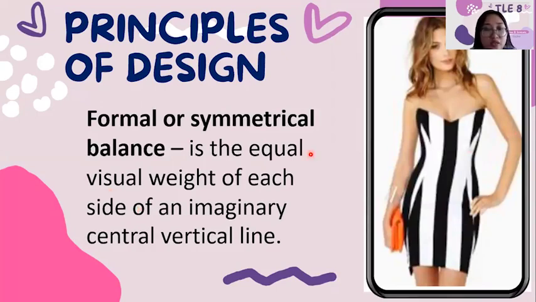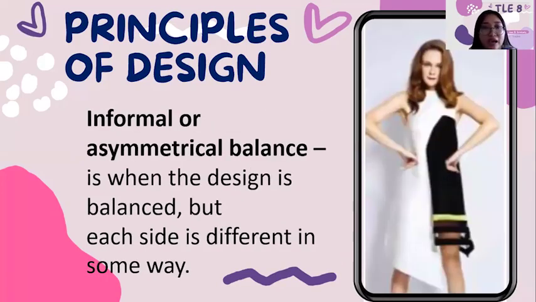It is the equal visual weight of each side of an imaginary central vertical line. As you can see in this picture, the design on the right side is the same as the design on the left side. It is symmetrical. That means it is made up of exactly similar parts facing each other. Next, we have the informal or asymmetrical balance. It is the design that is balanced, but each side is different in some ways, just like this picture.